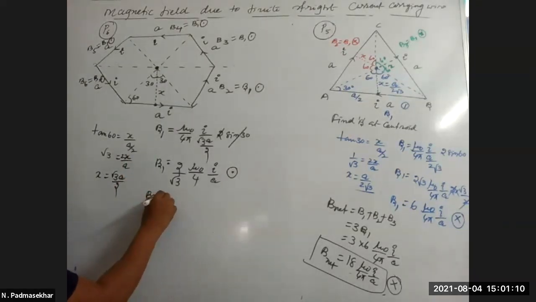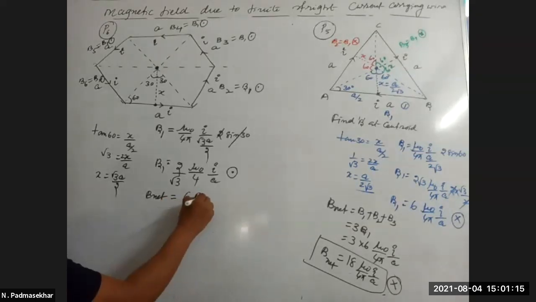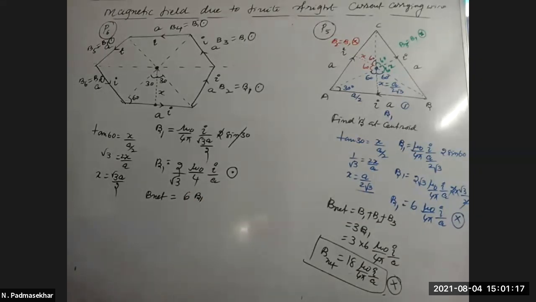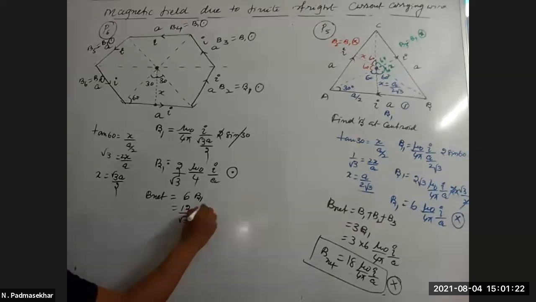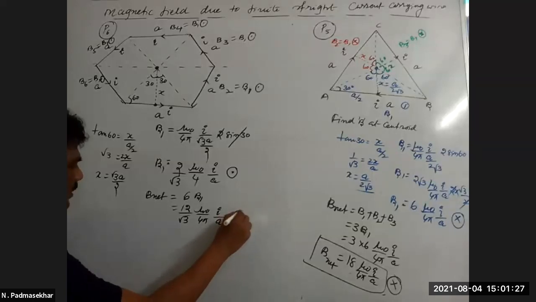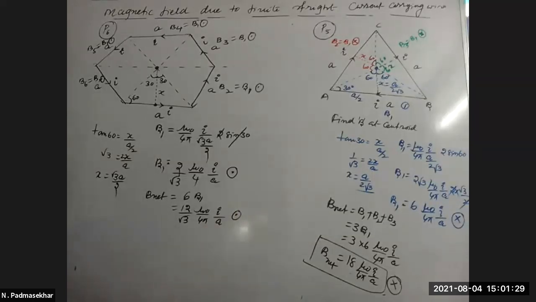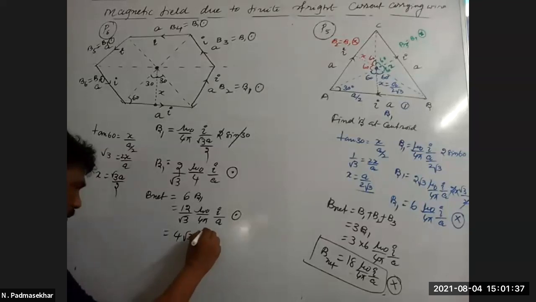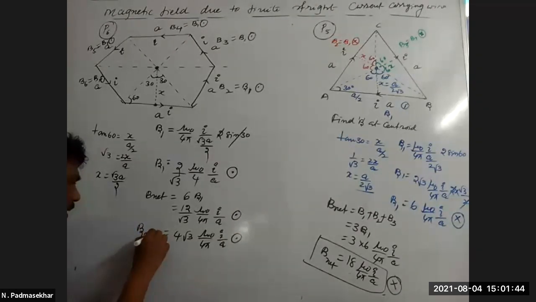net magnetic field is equal to 6B1. So 6B1 means 12 by root 3 mu naught by 4 pi I by A. This is out. Okay? 12 by root 3 means 4 root 3. 12 by root 3 is nothing but 4 root 3 mu naught by 4 pi I by A. This is out. This is net.